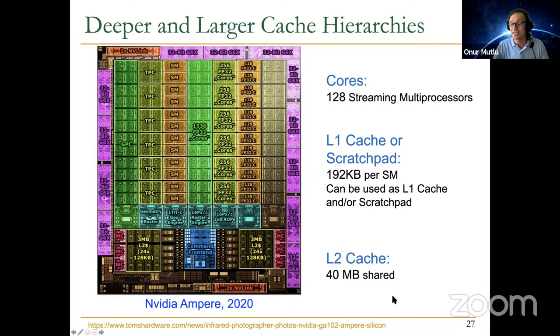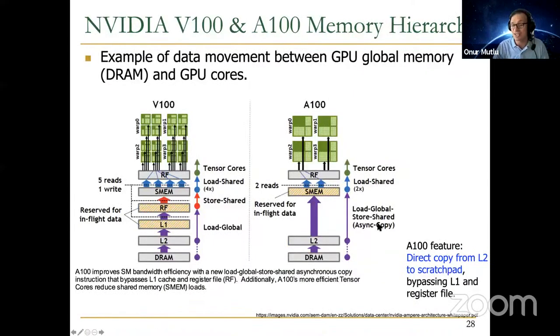And L2 cache is large and shared across many, many processors. And they actually have features that have been added to the new NVIDIA processor where you can do direct copy from L2 to scratchpad, for example, bypassing L1 and the register file. So you can basically bypass different levels of caches depending on the reuse behavior of your programs. And this can be controlled by the programmer.